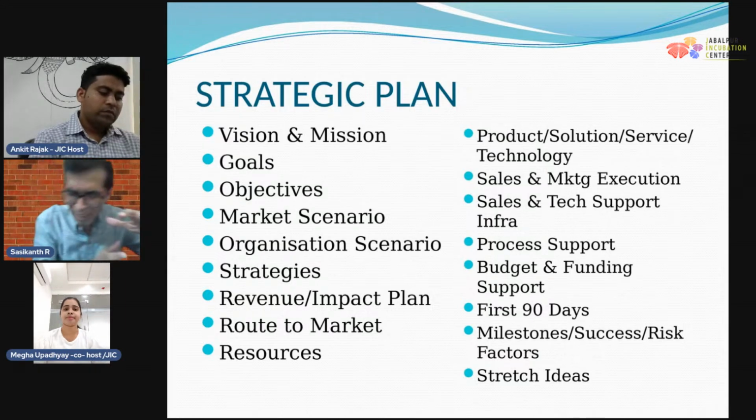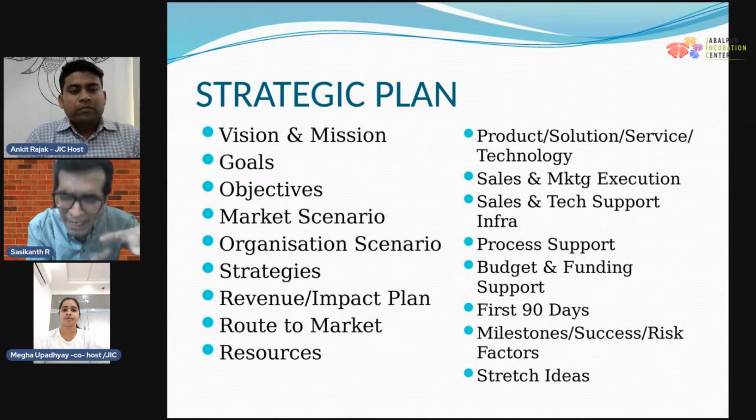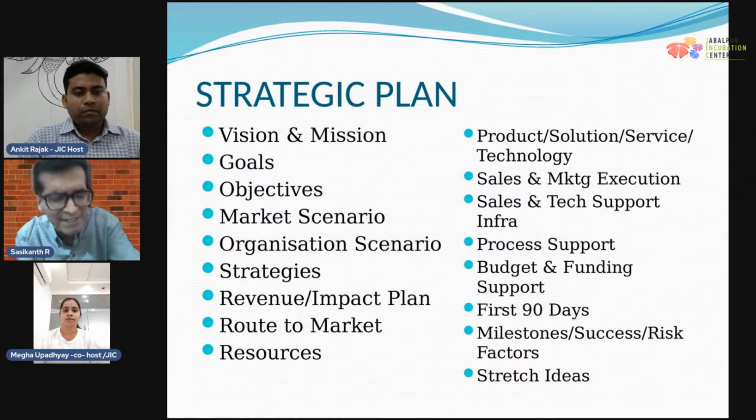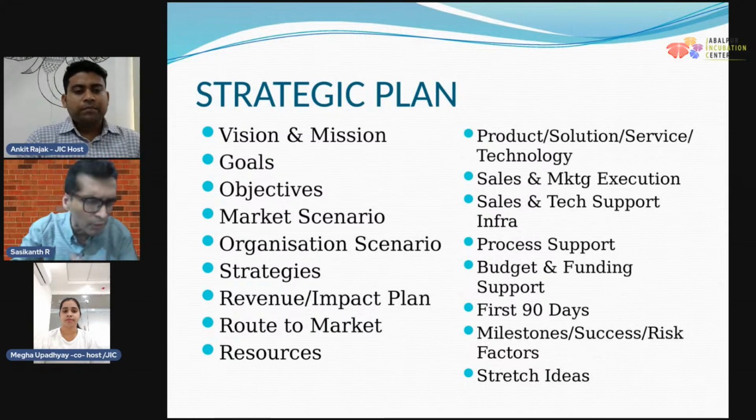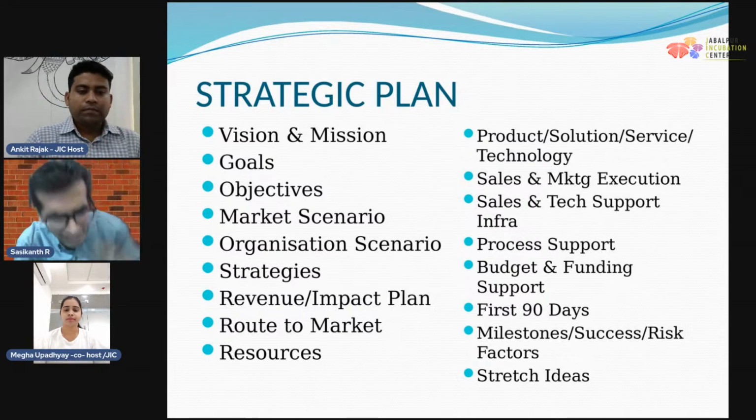So typically, if you look at a strategic plan, you put in those ideas that you are definitely sure will work. And in stretch ideas, you put those ideas which you are not sure will work. You'll keep it as a backup, or probably you'll keep it as those ideas which you can cater to if you have the time, bandwidth, or the resources. Yeah. So that completes the strategic plan.